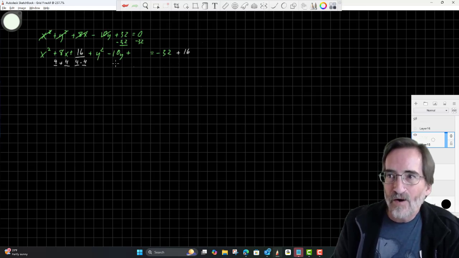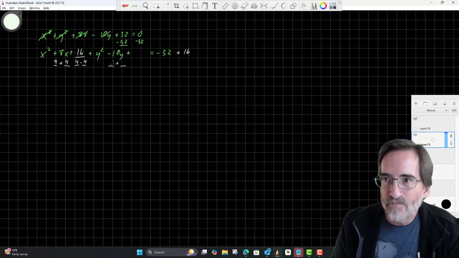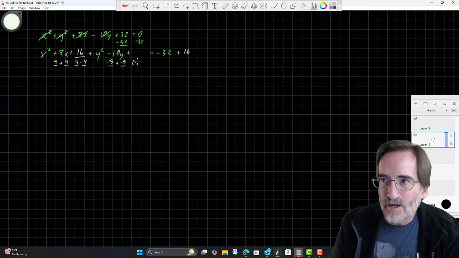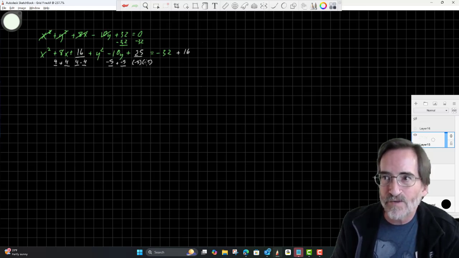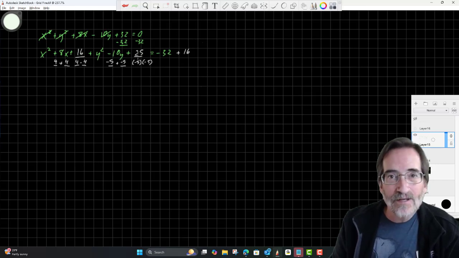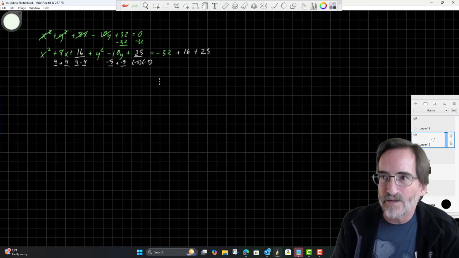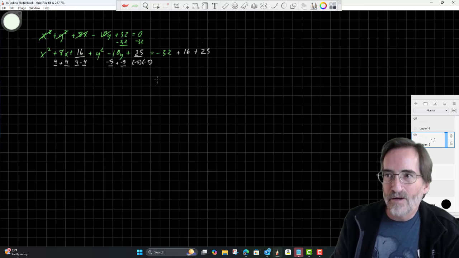Okay? Now again, the same thing for the negative 10y. What adds to itself to make negative 10? Negative 5 plus negative 5 is negative 10. Now what multiplies by itself? Negative 5 times negative 5 is positive 25. So I'm going to add 25. That way the same number that adds to itself to make 10y multiplies to make 25. Now can I keep it balanced? I add 25 to the left, I must add 25 to the right as well. Okay, that's the complicated step.